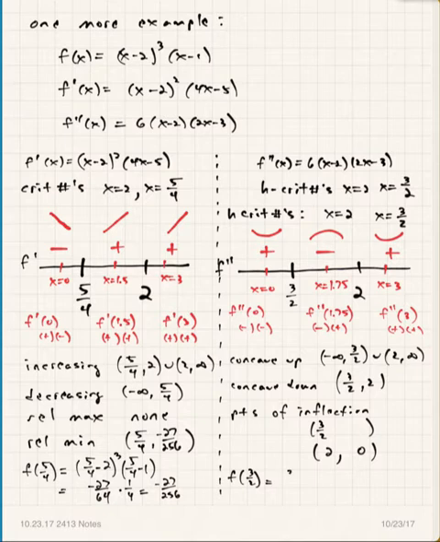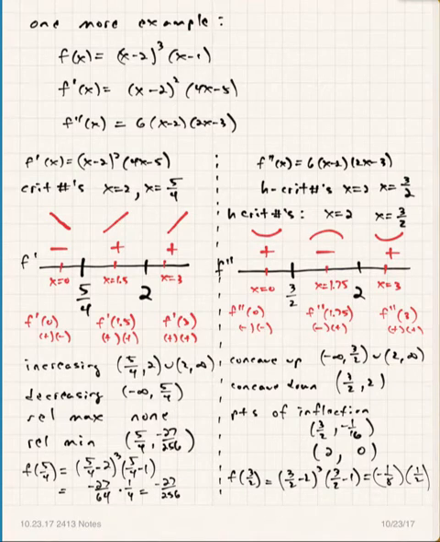And so you get 3/2 minus 2 cubed times 3/2 minus 1. So let's see, 3/2 minus 4/2 is negative 1/2. And then cubed would be negative 1/8. And then 3/2 minus 1 would be 3/2 minus 2/2, or 1/2. So you get negative 1/16 for the y value there. Don't forget to go to the original function when you're finding those y values.